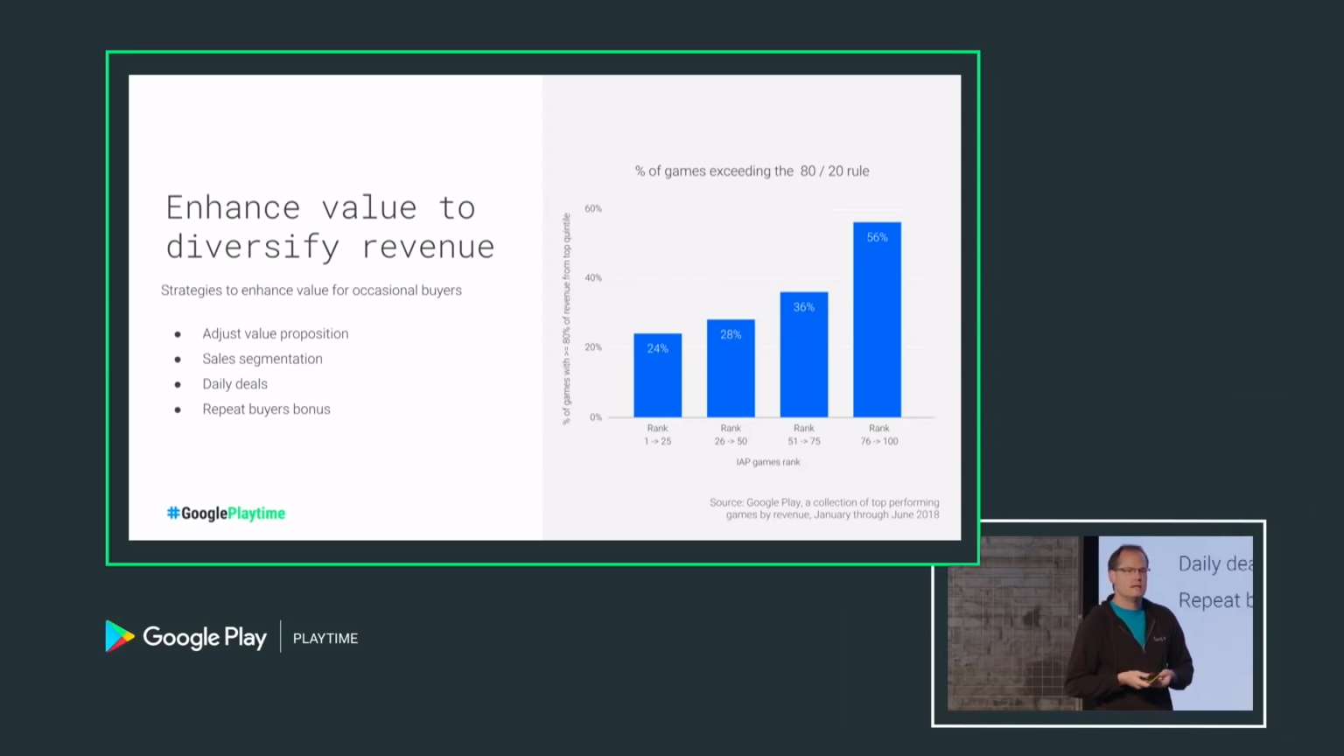I also want you to consider, what does the 80-20 rule look like in your game? How much revenue are the top 20% of your payers contributing? And is there an opportunity to diversify and broaden your base to get users who are only spending once per day or once per month to spend a second time per month? Because what we've seen from the top 25 games on Play, they're significantly less reliant on their whales than other games that are further down the top charts.